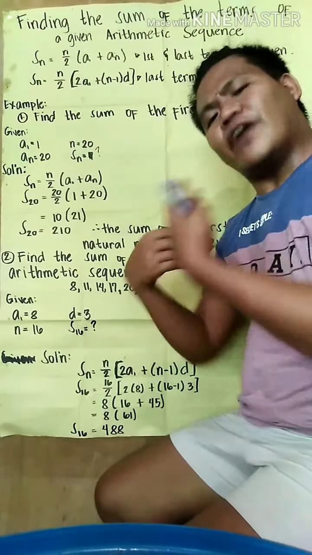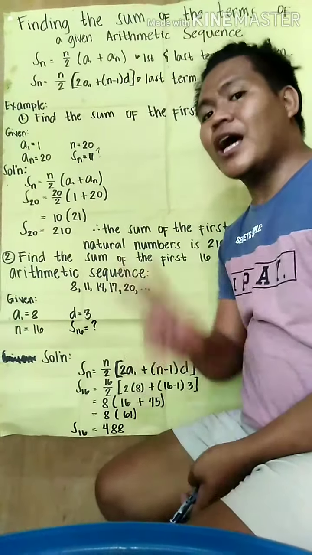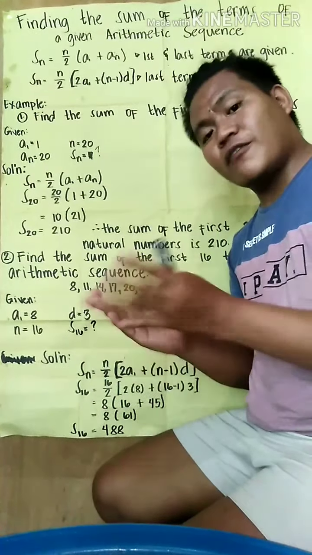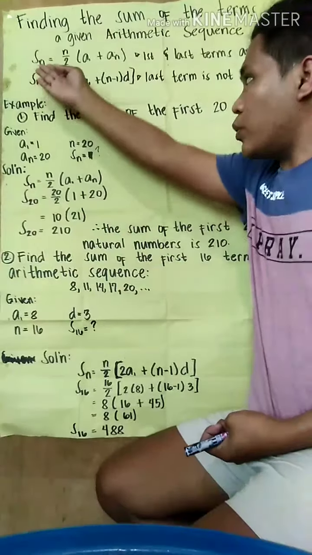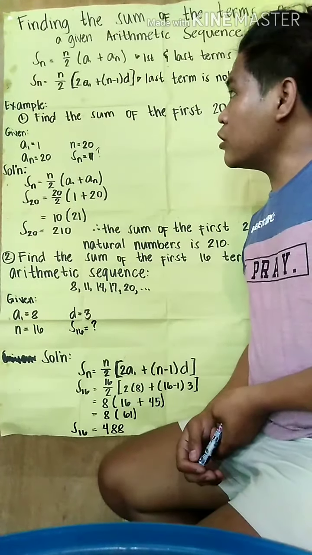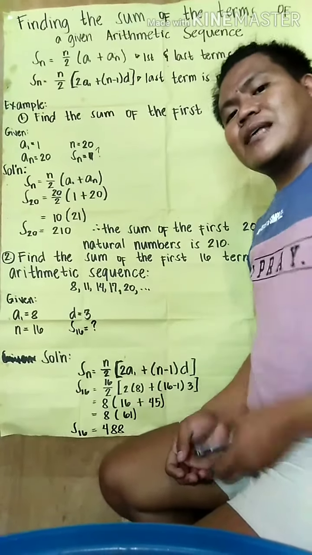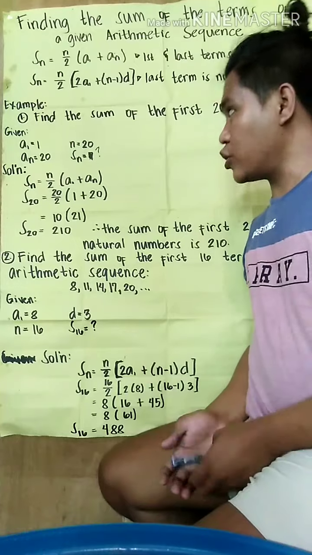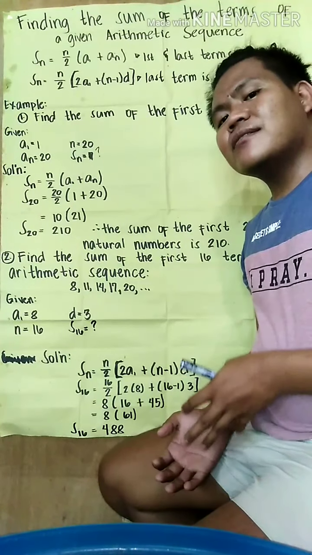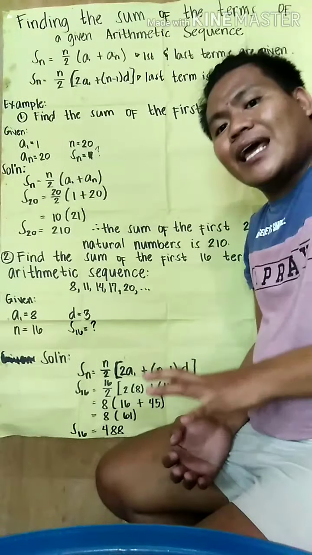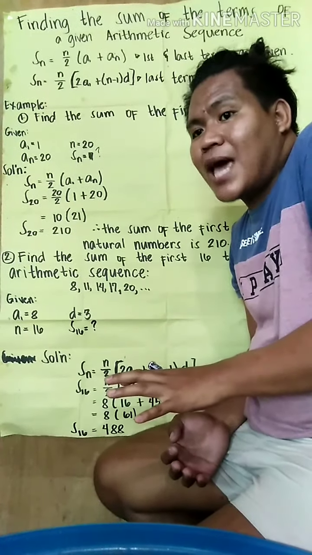So today we will be learning how to find the sum of the given arithmetic sequence. In finding the sum of an arithmetic sequence, we have two formulas to be used. The first one, if the last term and the first term are given, we will use the formula S sub n equal to n over 2 multiplied by a sub 1 plus a sub n, where a sub 1 is our first term, a sub n is our last term, and n stands for the number of terms that we have.